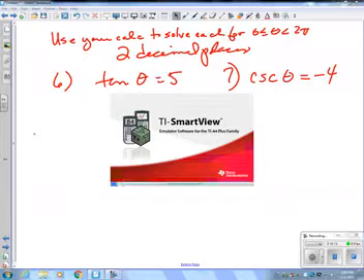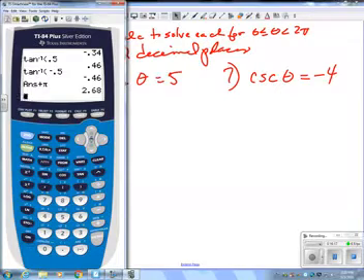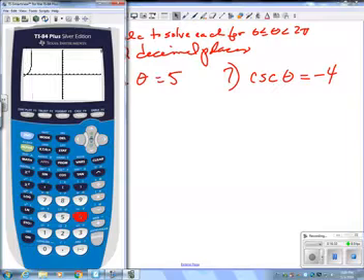So I can graph each side individually and see where they cross. For example, let me clear out my calculator here. I can type in tangent of x, and I can type in 5. One on each line, the 2 different sides of my equation, and go zoom 6.